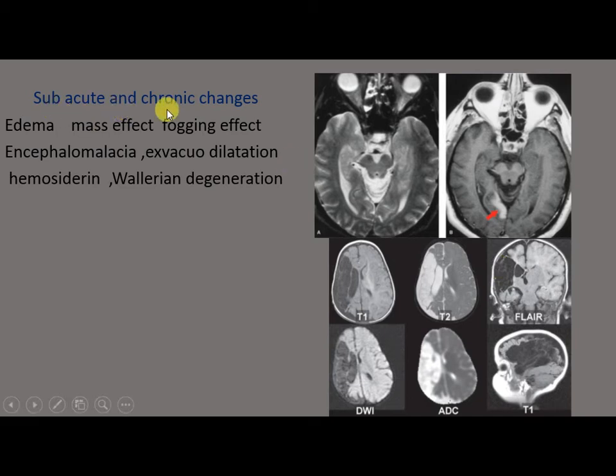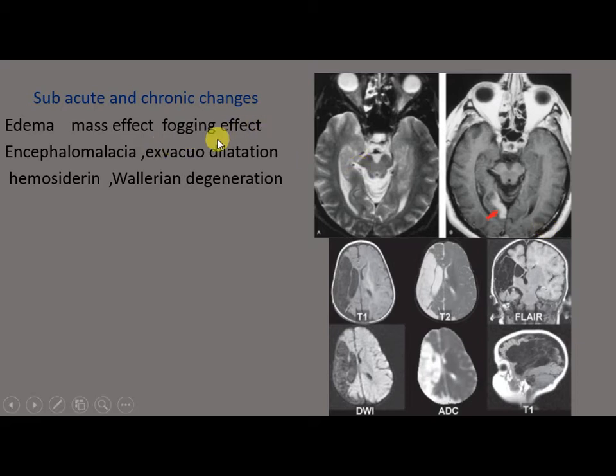In the subacute and chronic changes, we can see edema. Edema, as we said, is hyperintense in the T2 MR and low attenuation in CT. There is mass effect. It's either causing compression of the lateral ventricle or any other ventricle, or sometimes you can see herniation of the brain due to large or severe mass effect.